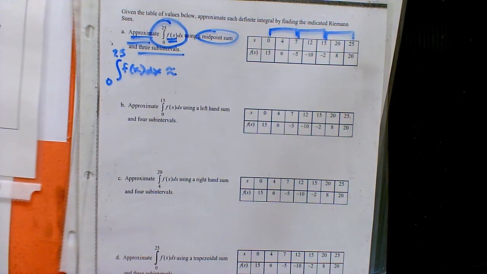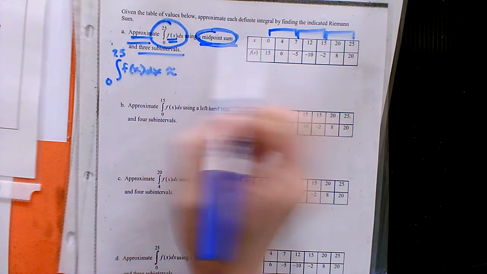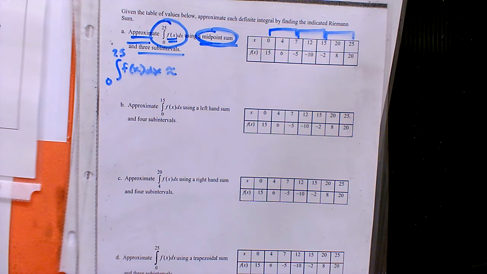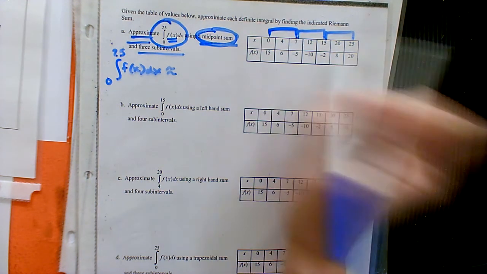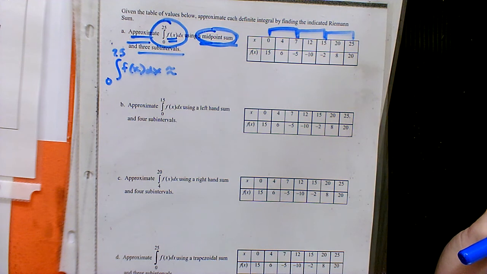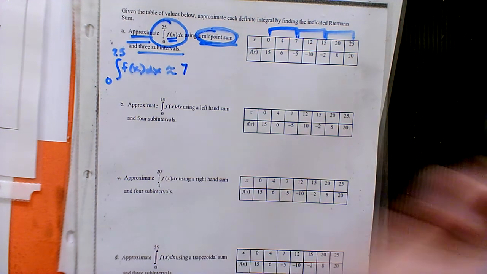Okay, now in this table, we have to think about which numbers are representing the base of the rectangle and which number is representing the height of the rectangle, and they specifically want us to use a midpoint, a middle point to help us get that height. So in this first rectangle that we would draw, where can we look to calculate the base length? Your x values, okay, so from 0 to 7. So our base is 7.